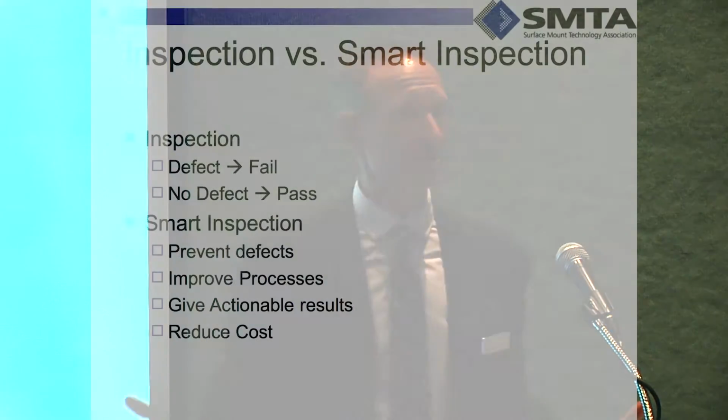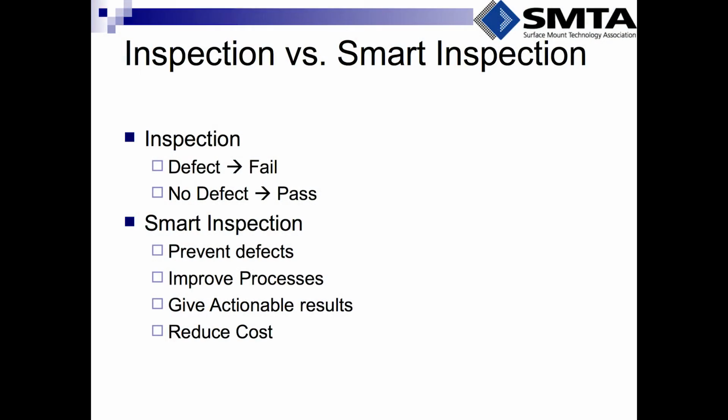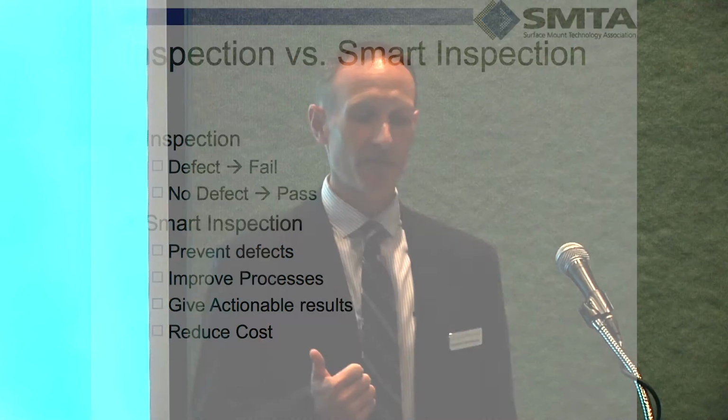So before I go into what smarter inspection is, let me define what I mean by inspection and smart inspection. Inspection is pass and fail. Defect, reject, rework, good, bad. That's easy. Anybody can do that. That's your basic inspection. When I talk about smart inspection, what I mean is something that prevents defects before they happen. And not only prevents them, but improves your process and gives actionable results to improve it before any defects happen. Ultimately, all that comes down to reducing cost.